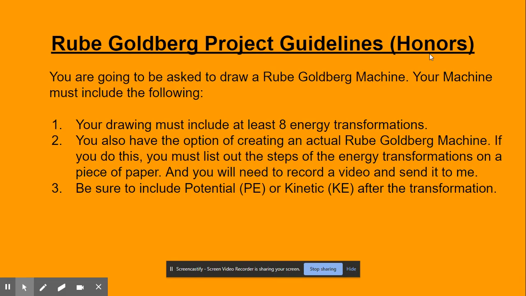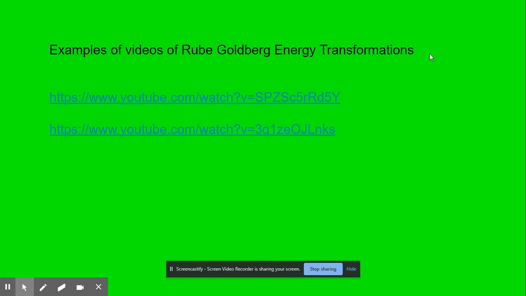My lovely 4th hour students, you are going to draw at least 8 energy transformations. You also have the option of creating your machine at home. You still have to list out the steps, and you also will need to record a video and send it to me. You need to make sure that you include your potential or kinetic energy after the transformation. Here's a couple examples of Rube Goldberg energy transformations.